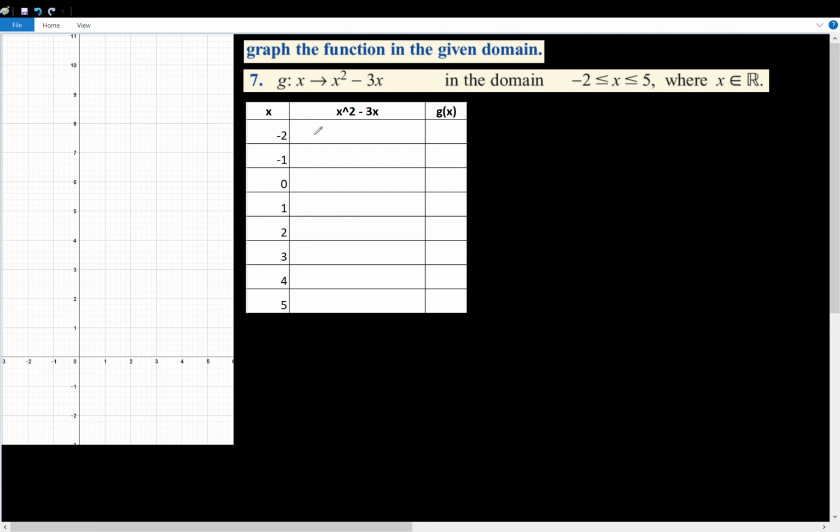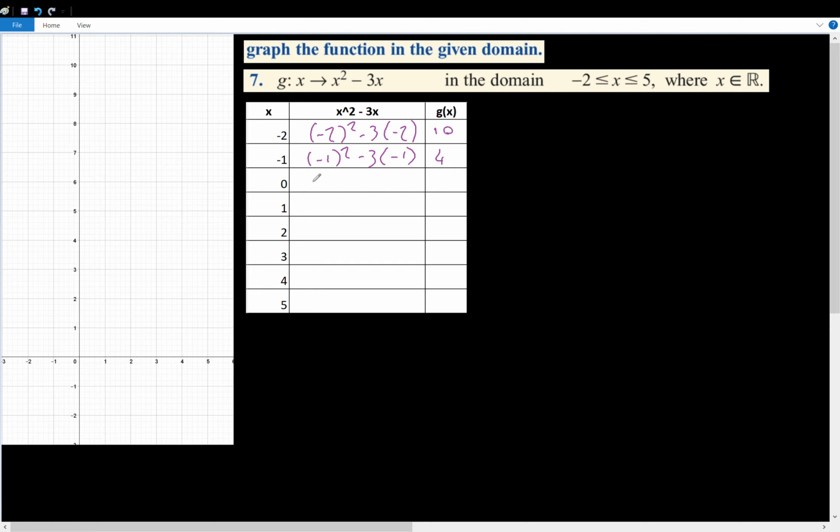If we put minus 2 in, we get minus 2 squared minus 3 times minus 2, which is going to be 4 plus 6, so we get 10. If we put minus 1 in, we get minus 1 squared minus 3 times minus 1, which is going to be 1 plus 3, which is going to be 4.